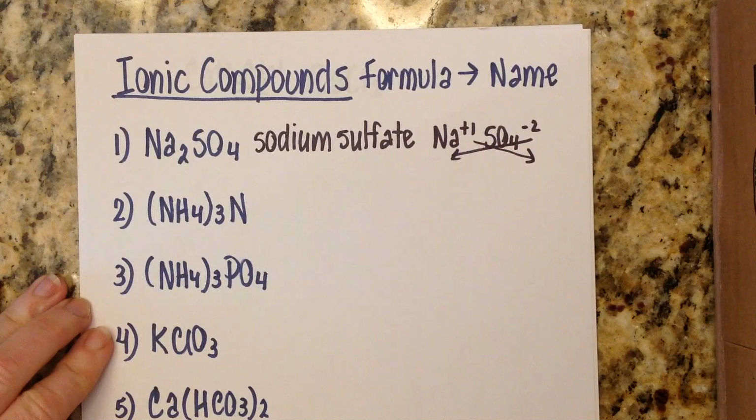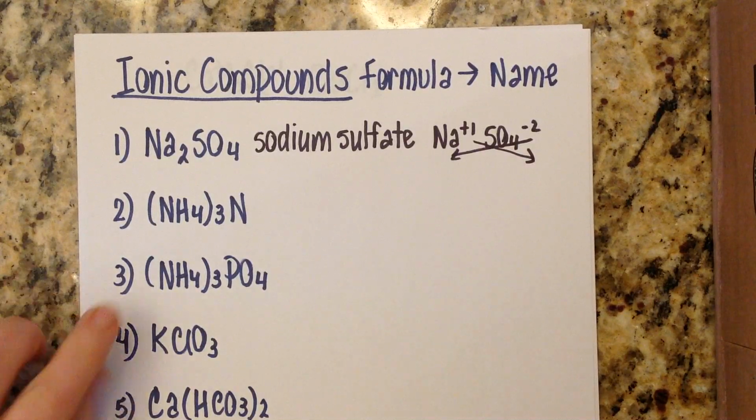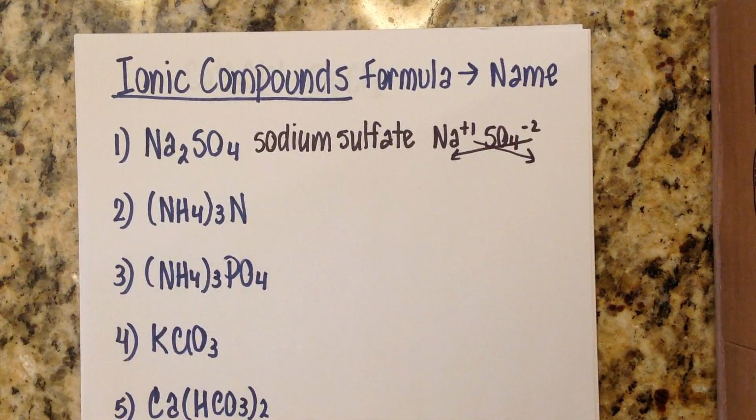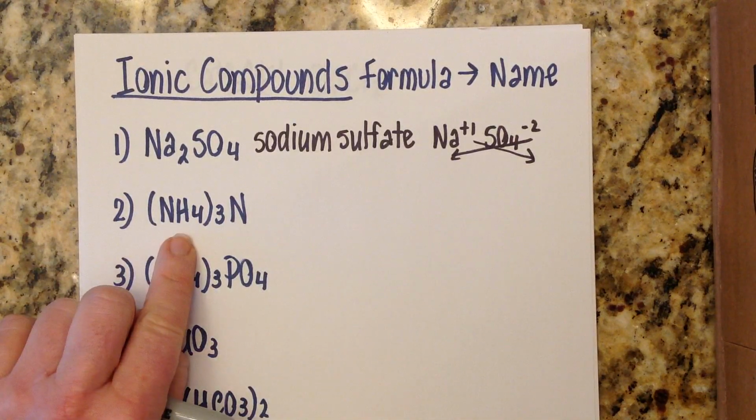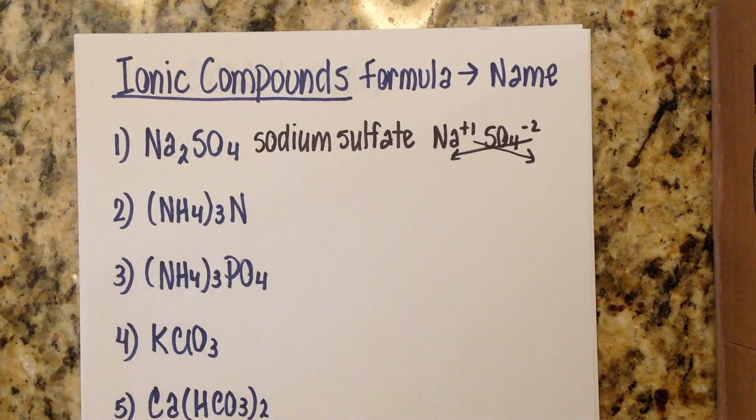Most of our polyatomic ions tend to be negative, but we do have some positive ones that are fairly common. Ammonium is one of those. Ammonium is NH4 plus 1. And anytime it's in an ionic compound, because it's positive, it's going to be written first. Don't let that scare you. It's just ammonium. That's it.